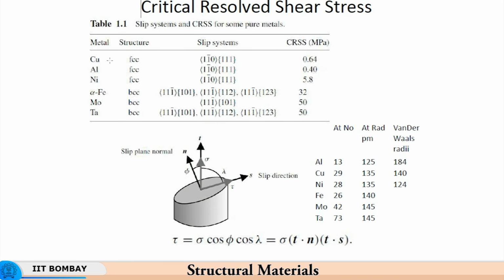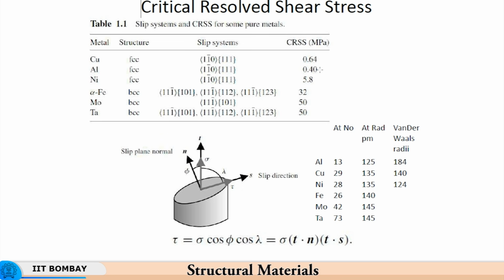So in copper, for example, you have an FCC structure, and then you have the slip systems {111}<110>. So basically, this is a family of slip systems. You know that this is the slip plane and this is the slip direction. So it's a family of planes and a family of directions. And the critical resolved shear stress is 0.64 MPa. That is the ease with which the material will slip if this particular slip system, or the slip plane and slip direction, is oriented in the direction of maximum shear stress. So the material will behave dead soft.